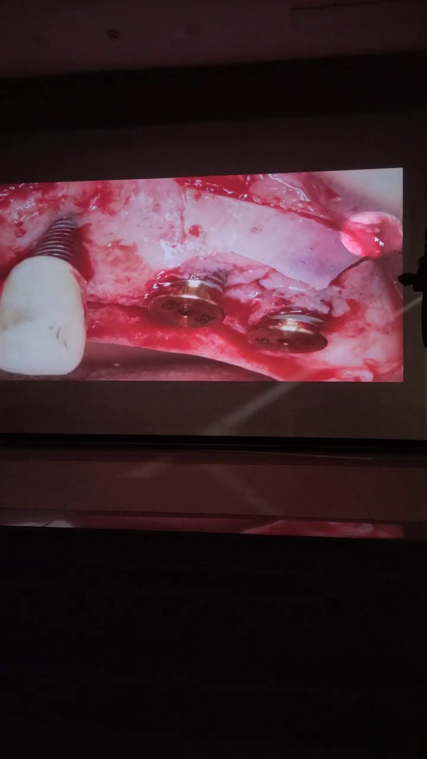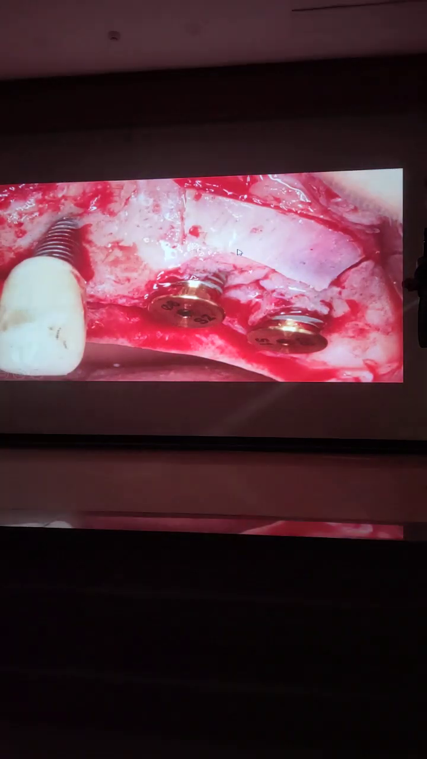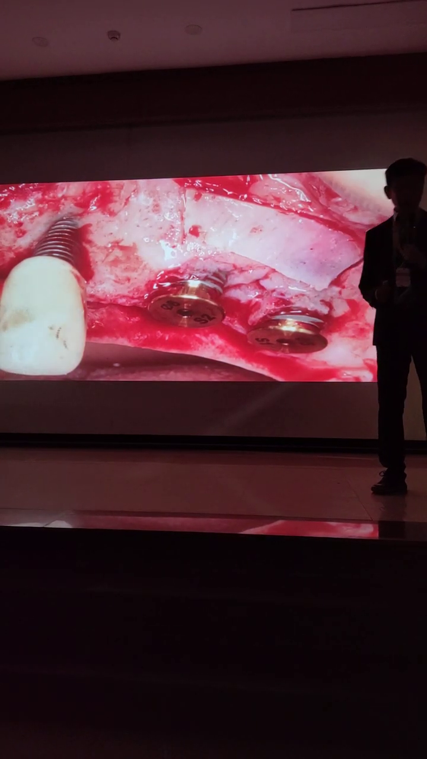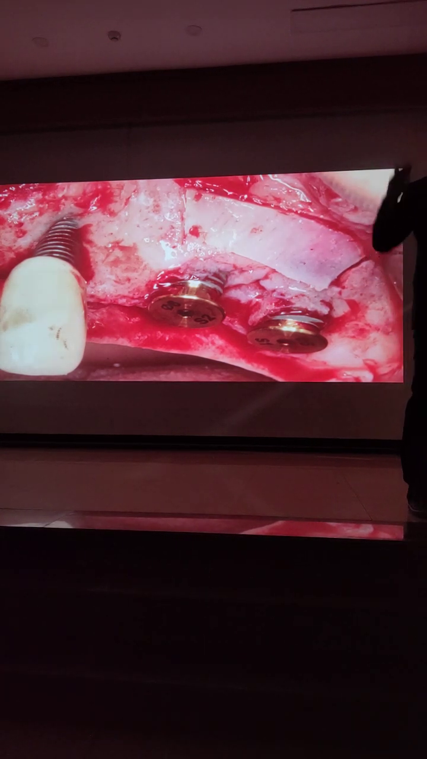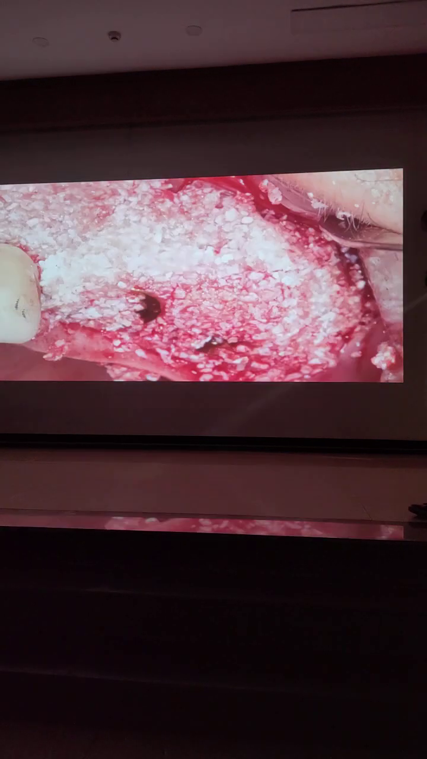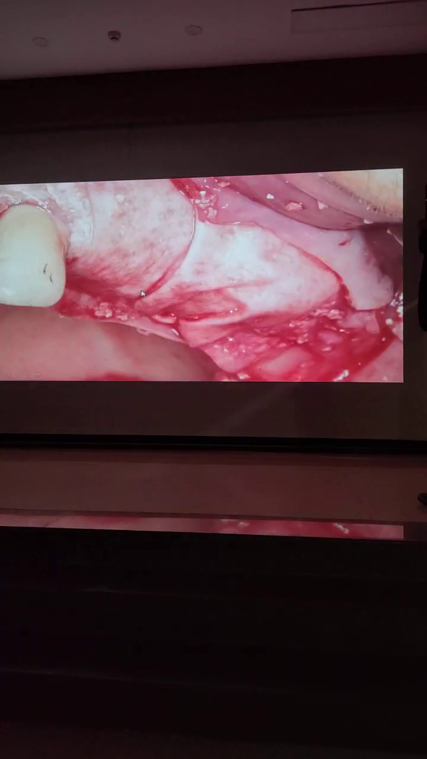Out of the window, what is the position? The barrier membrane is placed over the window. This not only accelerates bone regeneration in the sinus, but also prevents soft tissue ingress into the sinus. Sticky bone was placed, and sticky bone was placed over the window.